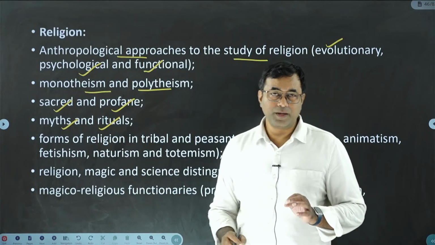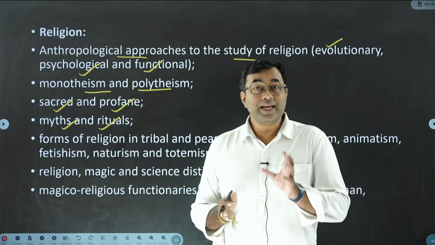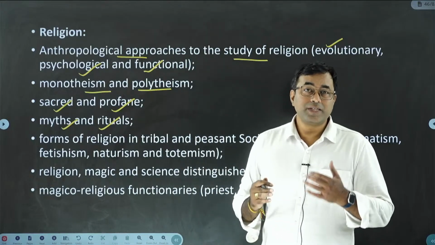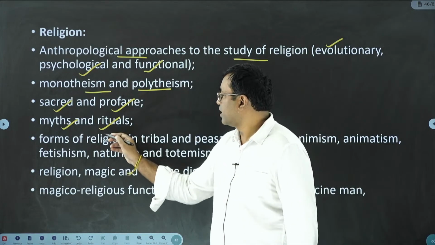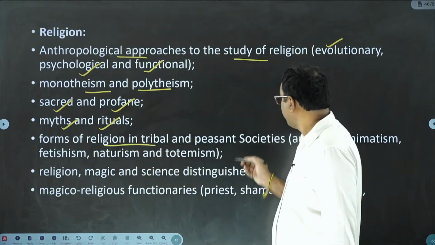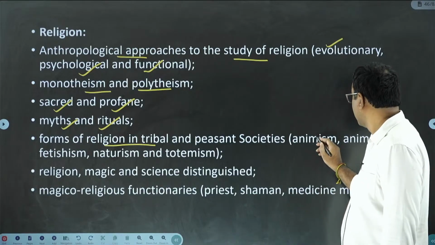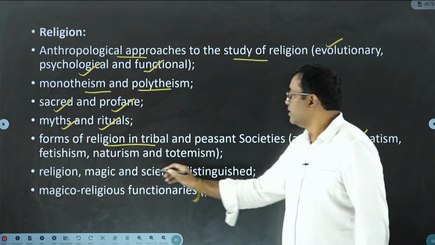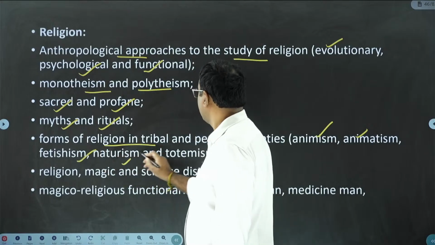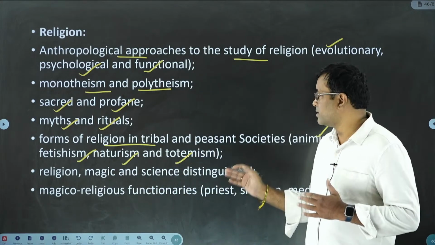Rituals are considered to be practices followed by the people in religion to achieve certain goals. So myth and rituals are concepts mentioned in religion. Next, forms of religion. There are many forms of religion in different societies, whether tribal societies or peasant societies: animism, animatism, fetishism, naturism and totemism. We will discuss these different forms later.